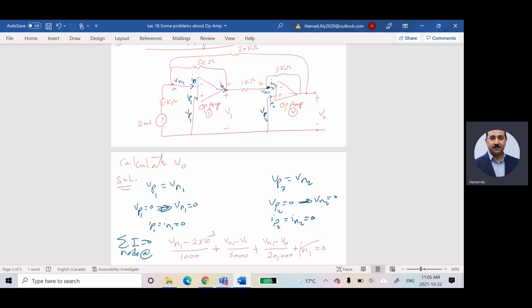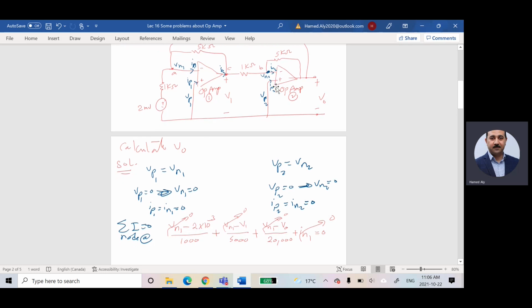Don't forget that this guy is 0. Don't forget that Vn1 is 0. And don't forget that I have this equation, which is a function of VO and V1. So I have to find another equation, which is a function of VO and V1, to be able to solve them for finding the value of V1. So I'm going to say, for example, summation the current for node B is equal to 0. I have this current, I have this current, I have this current.